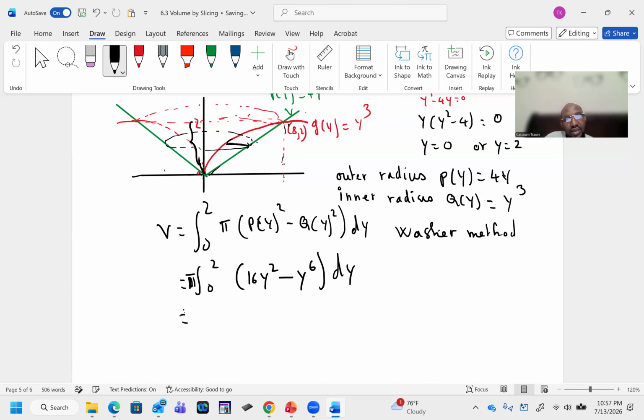We will get pi times 16 divided by 3 y cube minus 1 divided by 7 y to the power of 7, then from 0 to 2. By solving this one, we will see V will be equal to 512 pi divided by 21.